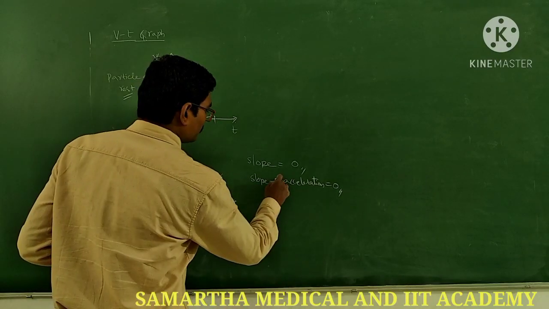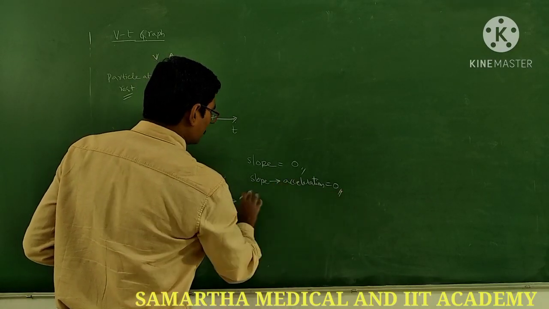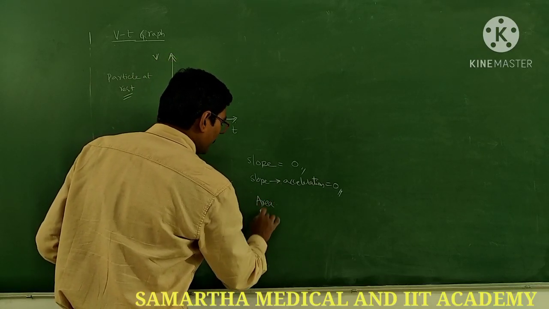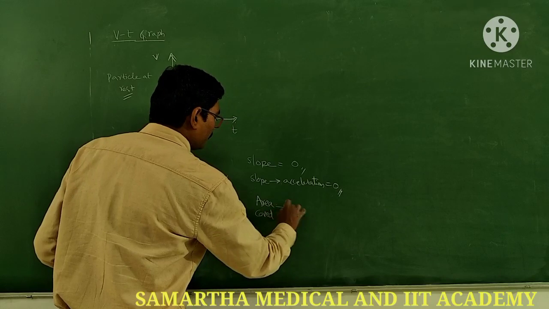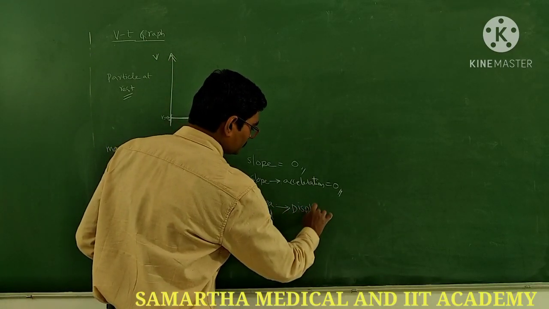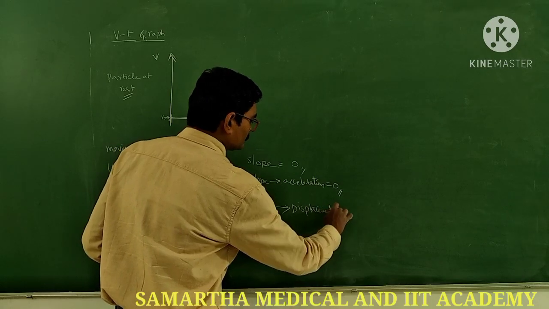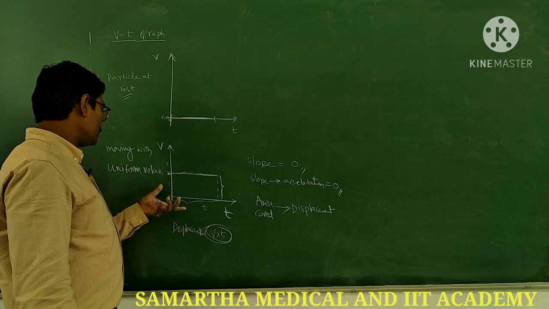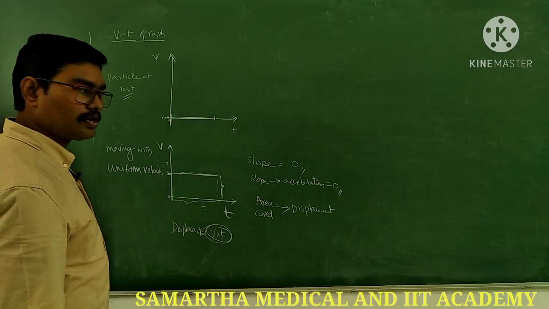Okay, slope gives you acceleration, and that acceleration is equal to 0. Then the area covered under the VT graph, what does it give? Yes, displacement. Okay? This is the important point about the particle. Okay, next.